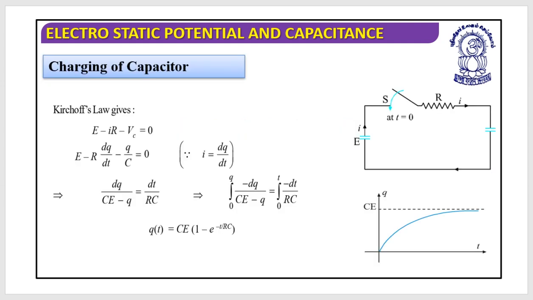It's an RC circuit. The first thing is the charging of a capacitor. What we are supposed to do is that we have a battery here and the supply has been provided by the battery of emf E. We have a capacitor here, the capacitance of the capacitor is C, and we have a resistor over here.